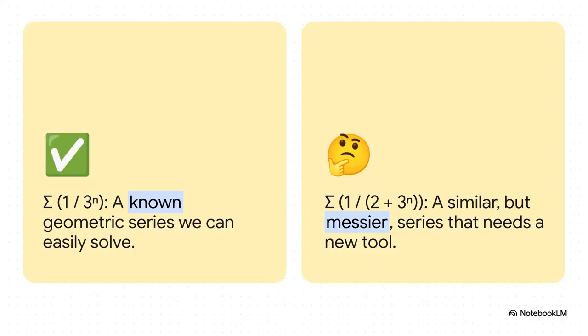So check this out. On the left, you've got a classic geometric series. We know it converges, easy peasy. But on the right, all we did was add a +2 in the denominator. That's literally it. But that one tiny change means our geometric series test just doesn't apply anymore. So what now? How are we supposed to figure out if this new, messier series converges or diverges?